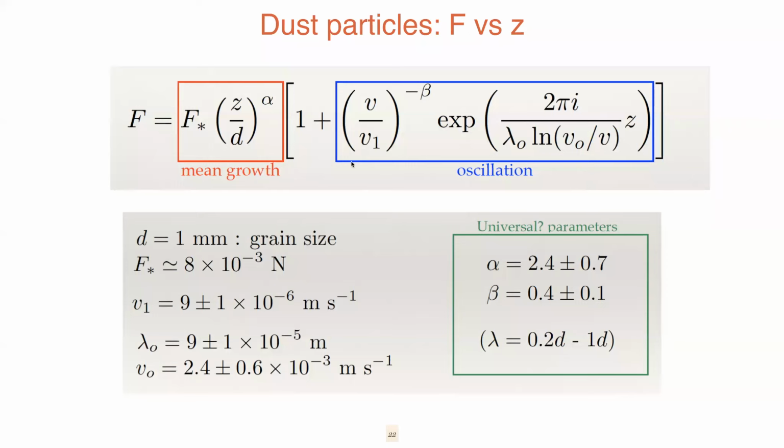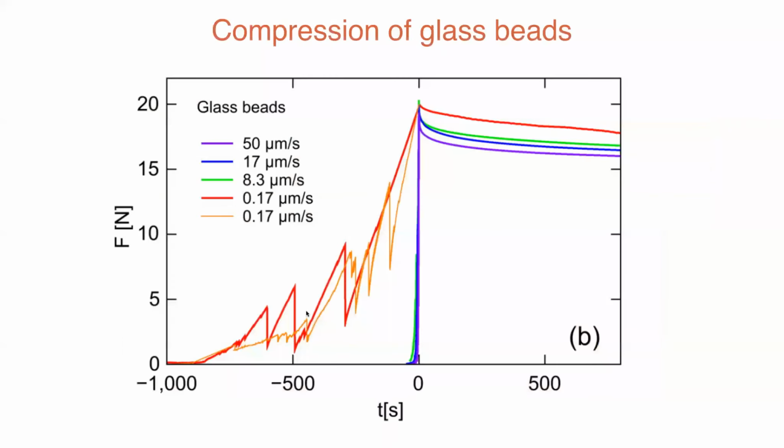So we performed the same analysis for the case of glass beads. And we found that, for this case, you can notice that instead of the undulations, you have these sudden force drops during the compression, and then you have the slow relaxation that is continuous and smooth, as in the previous case.